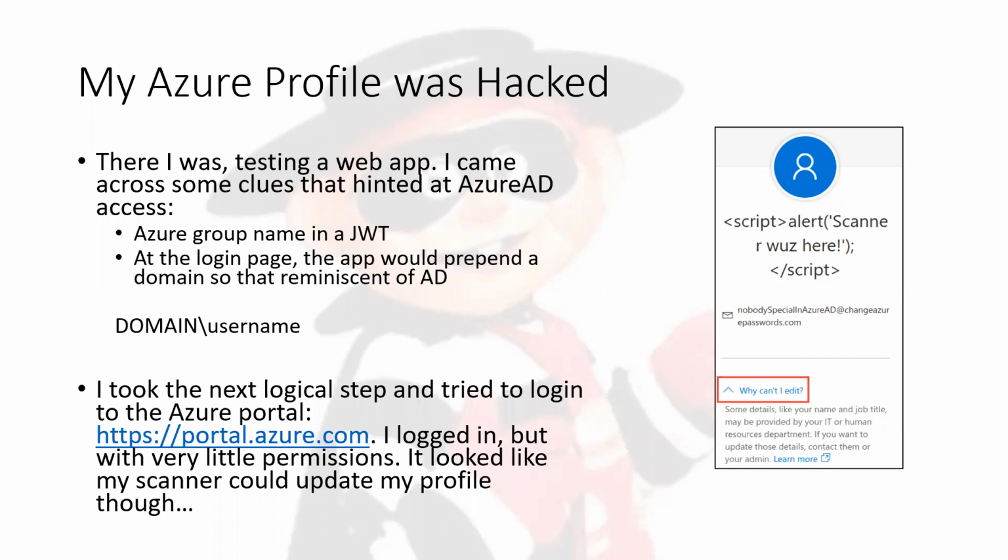So anyways, with that being said, the name of this story is "My Azure Profile Was Hacked." I was testing a web app and came across some clues that it was using Azure AD. There were JWTs involved, and decoding the JWT, I saw Azure in there, like an Azure group name. Another hint was at the login page: I would type in the username, and as soon as I clicked inside the password field, it put a domain name and a backslash before the username. I was like, wow, that looks a lot like Active Directory. So that was another hint.